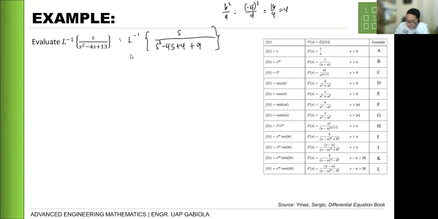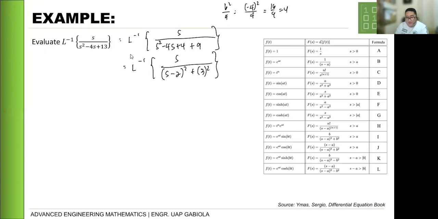So, this is the completing the square, no? If you wonder where this came from, if you try to search it in algebra, it's called completing the square, to have an additional term. Right? Next is, ayan. So, L minus 1, then s over s minus 2 squared plus 3 squared.